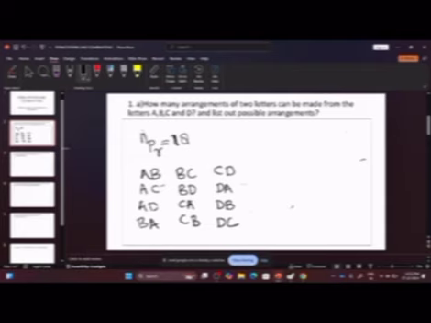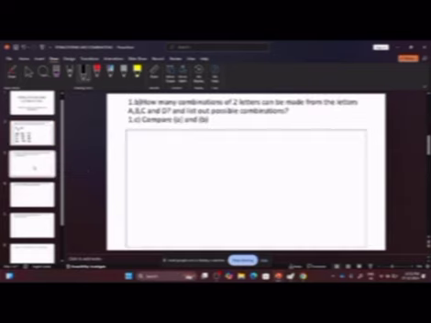So we have completed our first sub question. Now we can move to the second. Here the situation is the same, but we don't need to find those arrangements. We just need to find the combinations only.